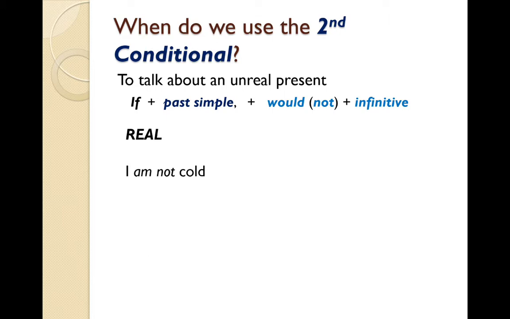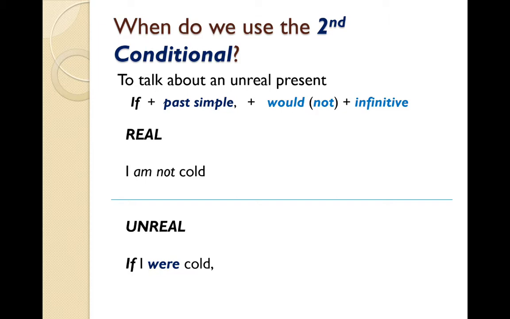Let's have another one. I am not cold now. This is the real situation. So I can imagine a different situation. If I were cold, I would put on a jacket. So we change the verb from am to were. And notice how I've used were here. I could say, if I was cold, I would put on a jacket. But if I were cold, I would put on a jacket. In the second conditional, I prefer to use were all the time. It's just easier, and to me it sounds more natural.